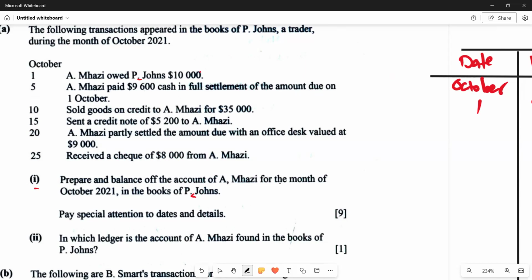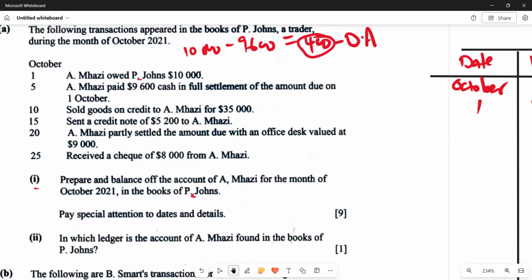If you say 10,000 minus 9,600, you are going to get 400. So this 400 was the reduction, which represents our discount. Since A. Mazi is a debtor, remember when you give a discount to a debtor, we call it discount allowed. So this one is going to be our discount allowed. We are going to the credit side of A. Mazi account. Remember, when we sold goods to A. Mazi, we debited. Now A. Mazi is paying, we are crediting. As simple as that.